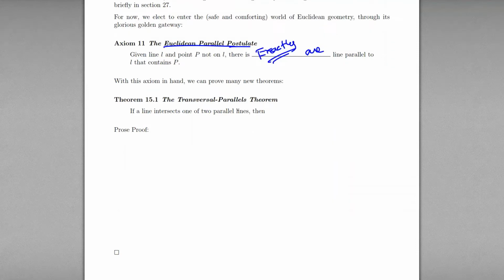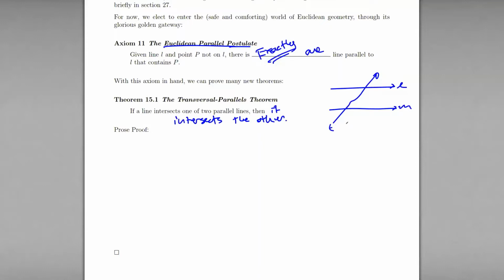If a line intersects one of 2 parallel lines, so let's say we have line L and line M, then if it crosses one of them, then it has to cross the other. So if a line intersects one of 2 parallels, then it intersects the other. Excellent. So let's prove this. Well, let's do that by assuming that this transversal T passes through L, okay, but does not pass through M.